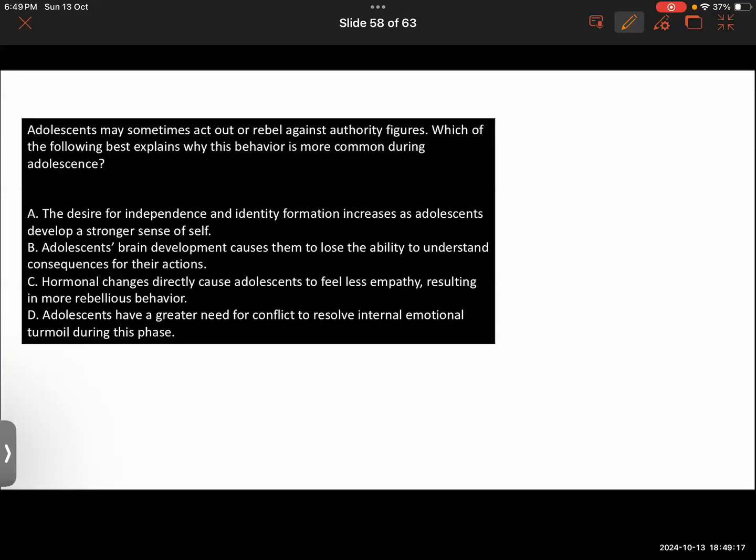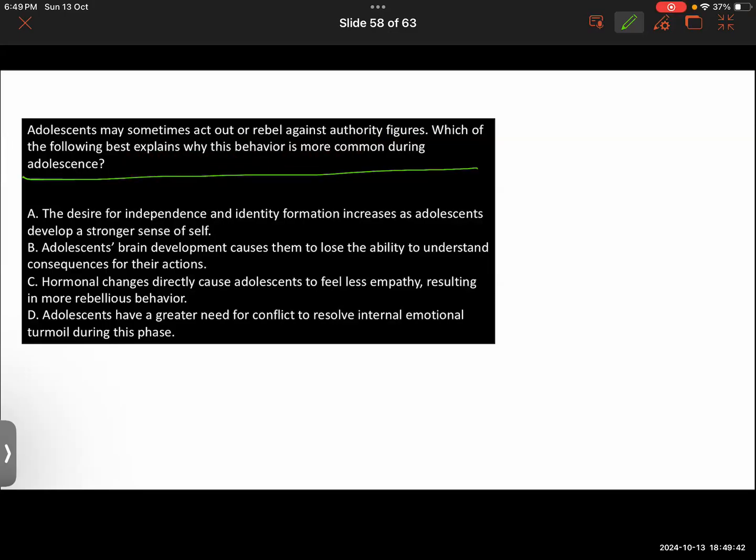Okay, now we have this question. Everyone read this question carefully. Let me just read the question and explain it. These are the 4 different options. You have to choose the appropriate one. Adolescents may sometimes act out or rebel against authority figures. Which of the following best explains why this behavior is more common during adolescence?